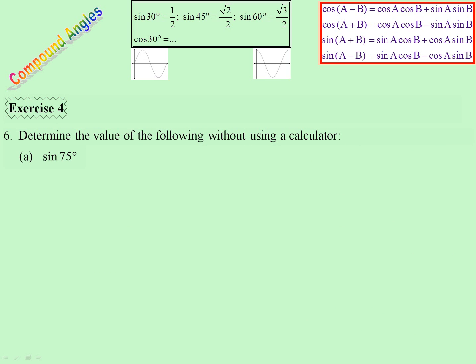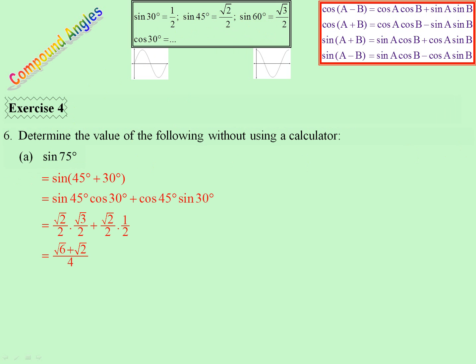Okay, determine without calculator. Which two special angles add to give 75 degrees? 45 plus 30. Sine expansion. Slot in your special angles. Simplify.